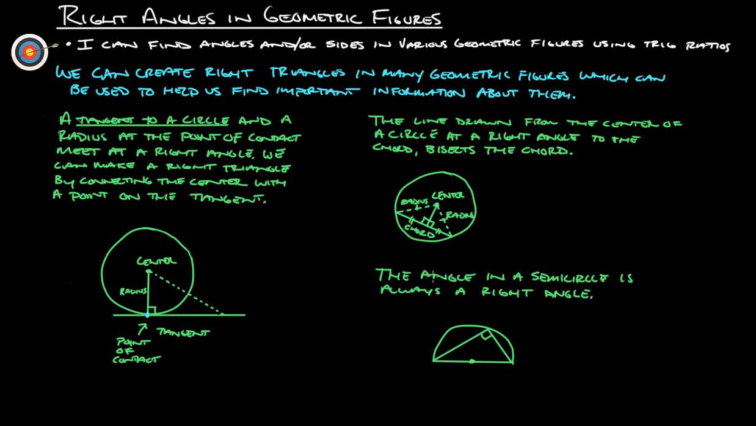Okay? And then one last one is the angle in a semicircle is always a right angle. So if you've got a semicircle here, you've got one line here that's the diameter, goes through the middle of the circle. Any point that you pick on the edge of the circle, if you connect a line to both endpoints of this diameter, it will always create a right angle. Okay? So let's look at some examples that will help us better understand all these specific little rules.